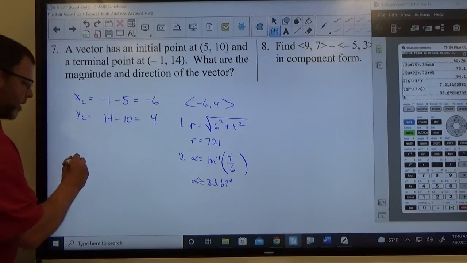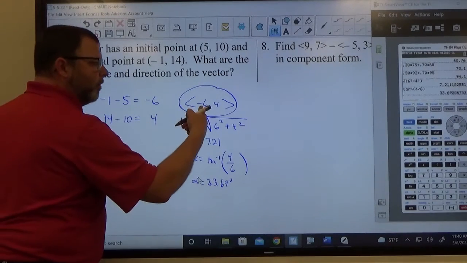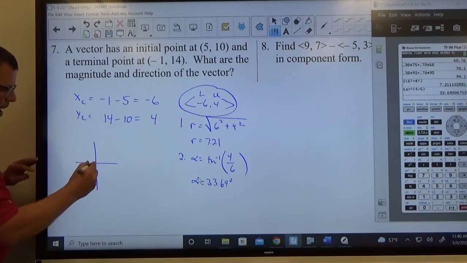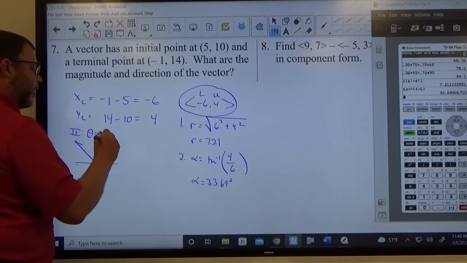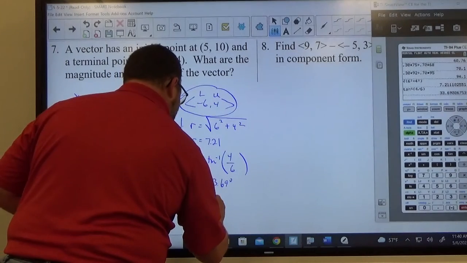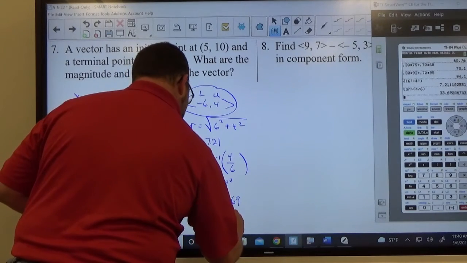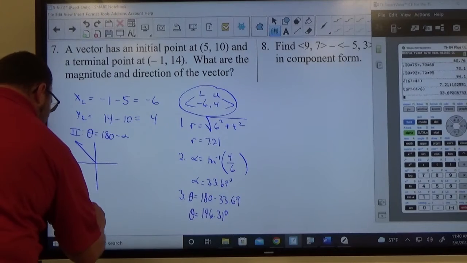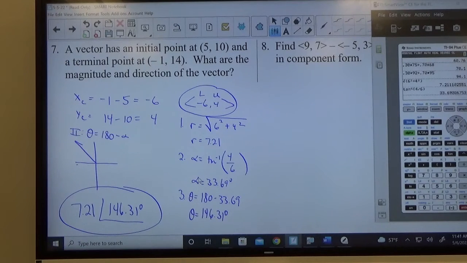Finally, quadrant. Once I get component form, which is this, the numbers establish the horizontal and vertical directions. The horizontal, the first number is negative, which takes me left. The second number is the vertical, takes me up: negative, positive. So I go left and up. That puts me in the second quadrant. In the second quadrant, my rule is theta equals 180 minus alpha. So in this case, theta is going to equal 180 minus 33.69 degrees, which is 146.31 degrees. So the magnitude and direction of the vector are 7.21 at an angle of 146.31 degrees. That's what I'm looking for in that problem.